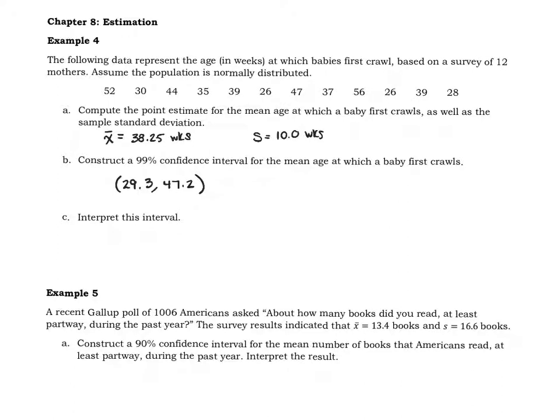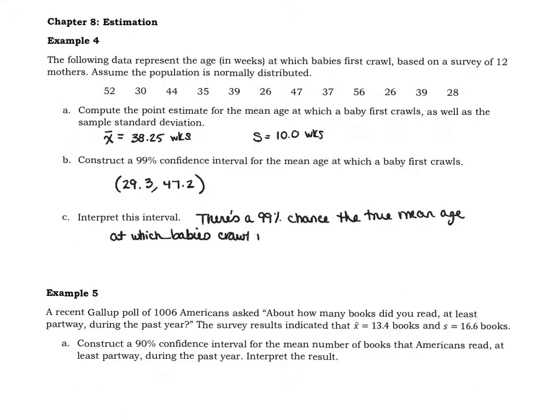47.2. And then for the interpretation of that, there's a 99% chance the true mean age at which babies crawl is between 29.3 and 47.2 weeks. Okay, and that's all there is to that one.